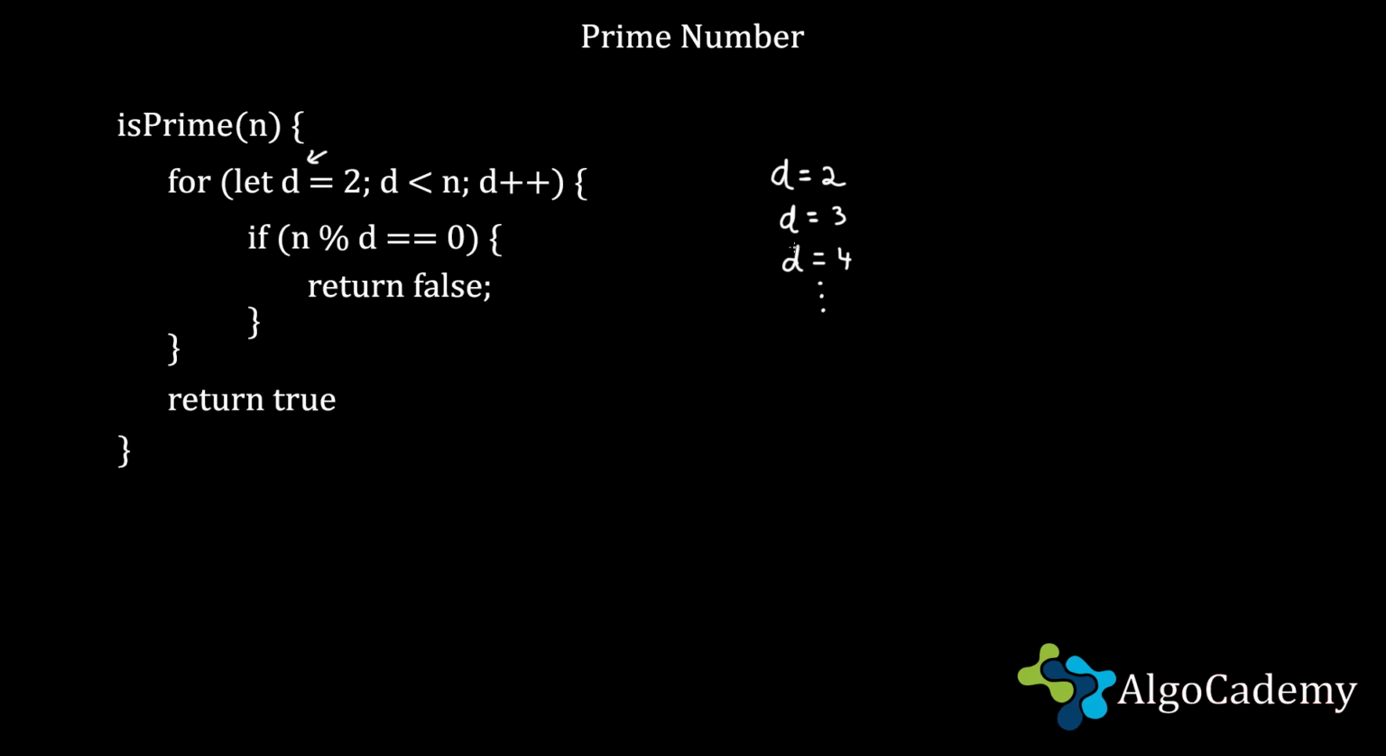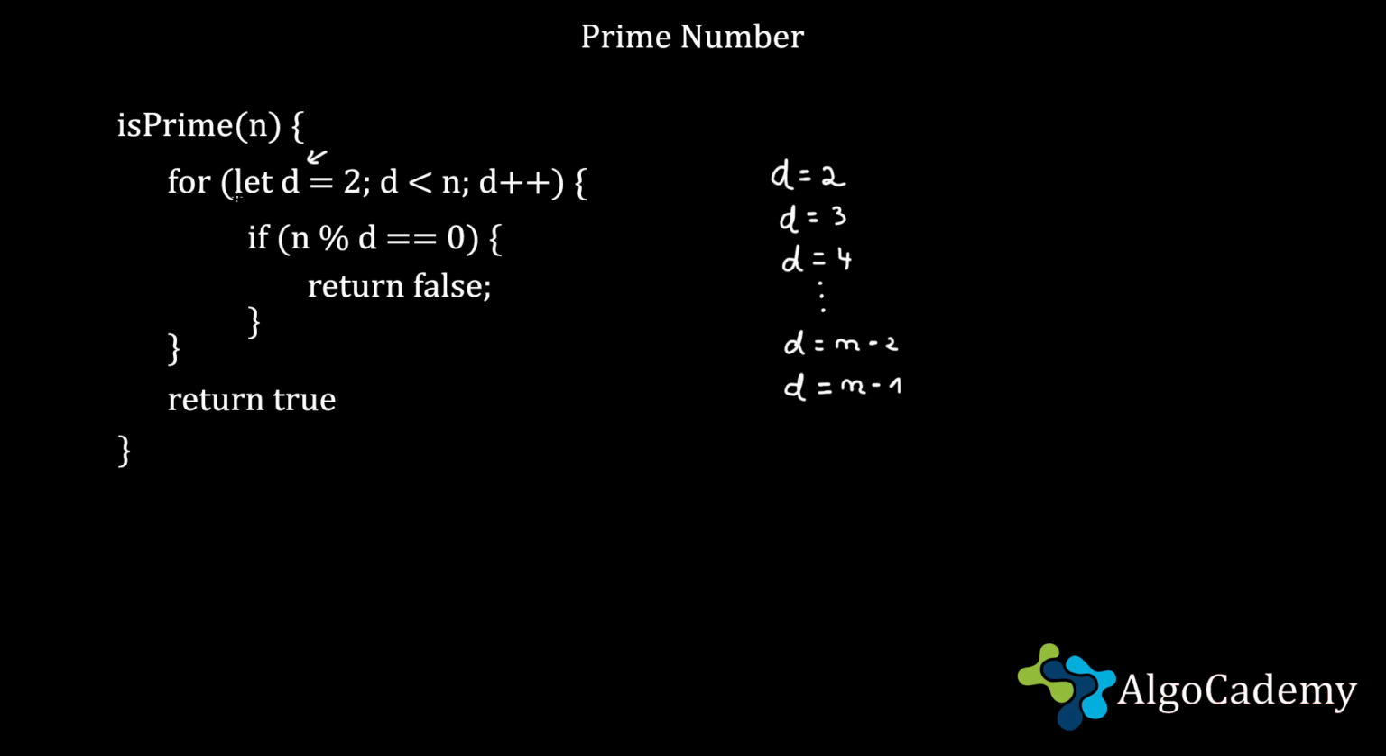Until, at some point, let's say the value of d was n minus 2. We finished what was here. We enter again the for loop. We increment d. d becomes n minus 1. And as you can see, this will be our last iteration, because n minus 1 is still less than n, so we are going to execute what's here.